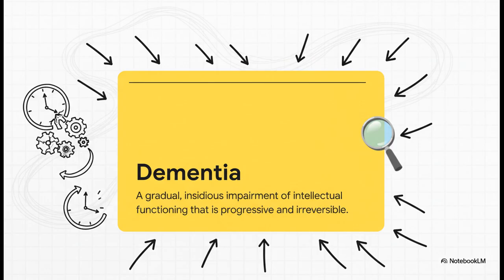Now, let's flip the coin. Dementia is pretty much the opposite. The key words here are gradual and irreversible. This doesn't happen overnight. It's a slow-motion decline that happens over months, even years.